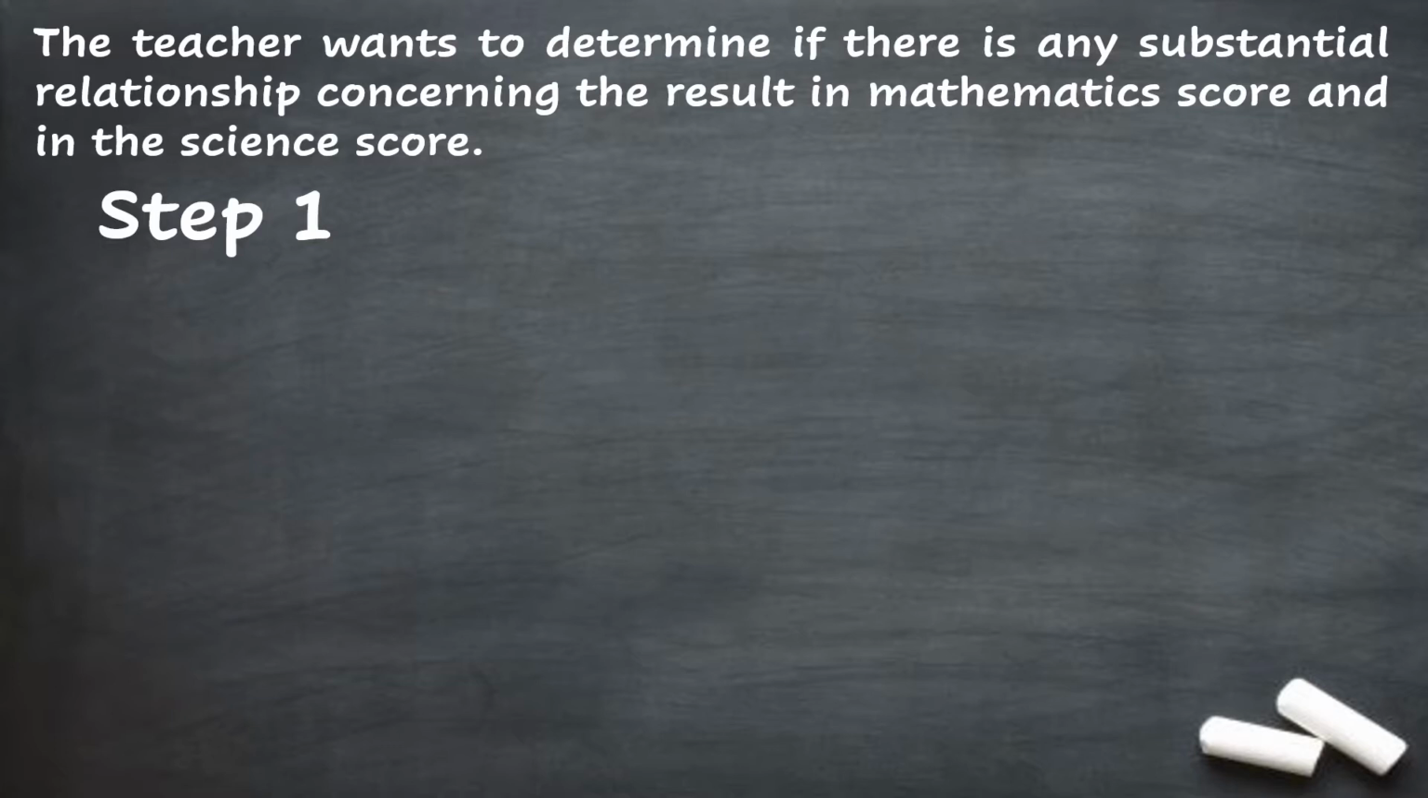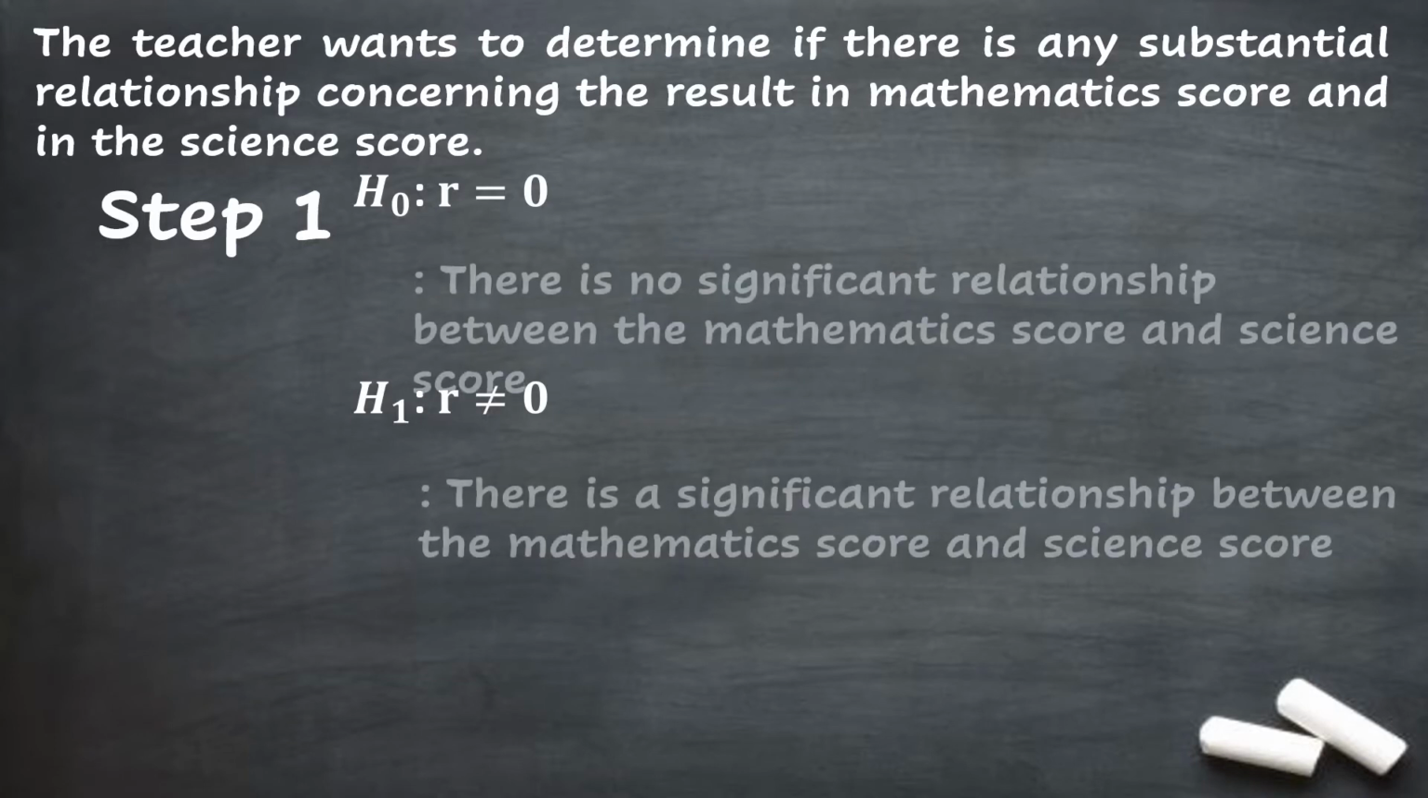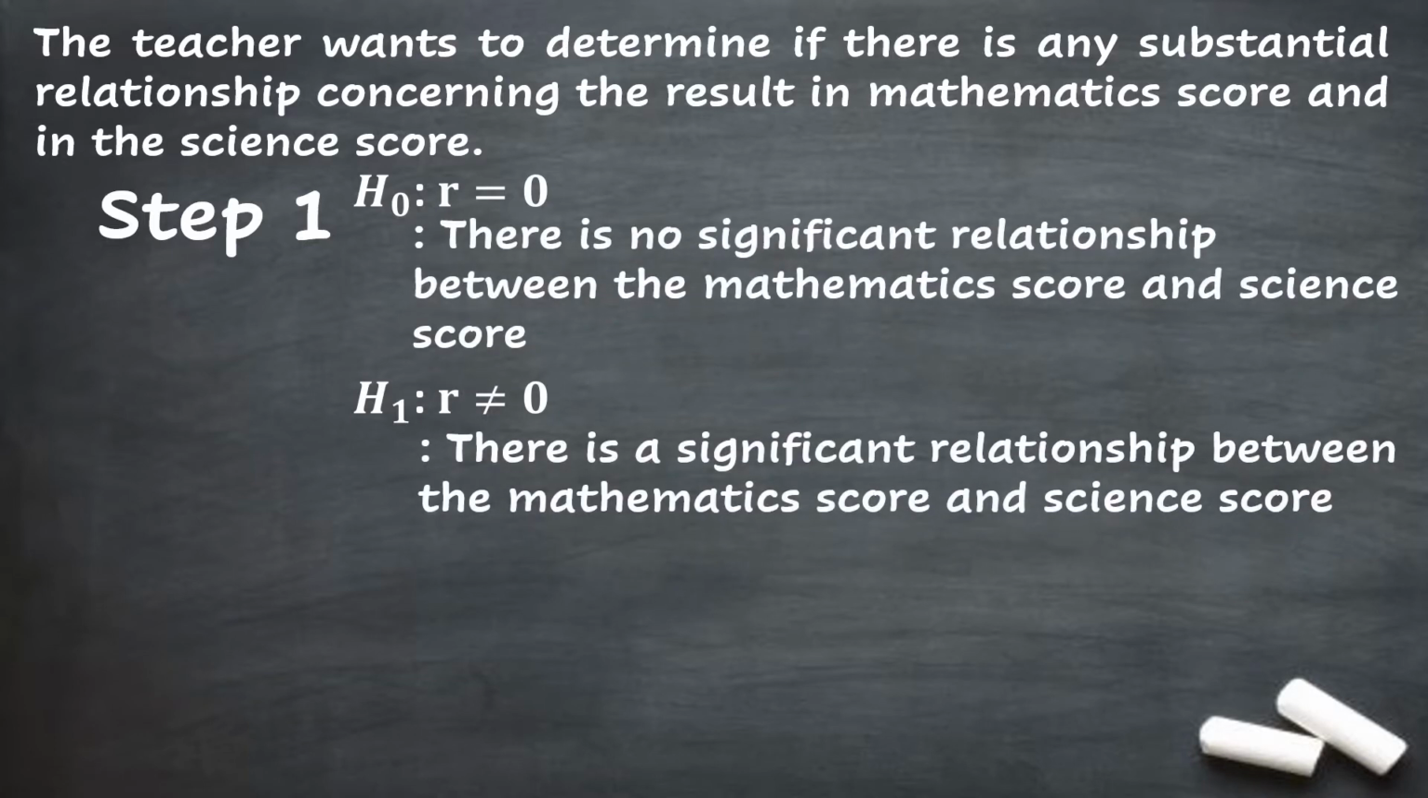Since the degree of relationship is not stated in the given problem, our null hypothesis is r is equal to 0 and the alternative hypothesis is r is not equal to 0. And for the statement form, for null we have there is no significant relationship between the mathematics score and science score. And for the alternative hypothesis, we have there is a significant relationship between the mathematics score and science score.